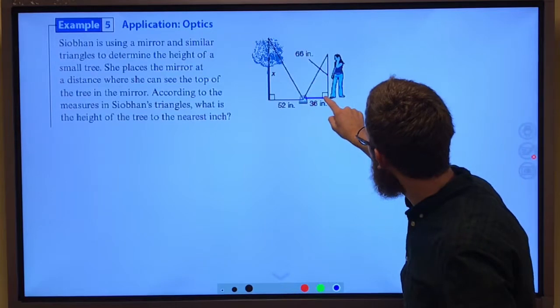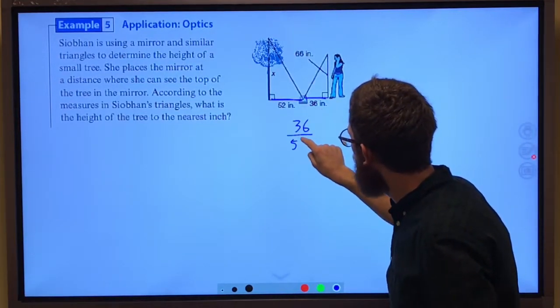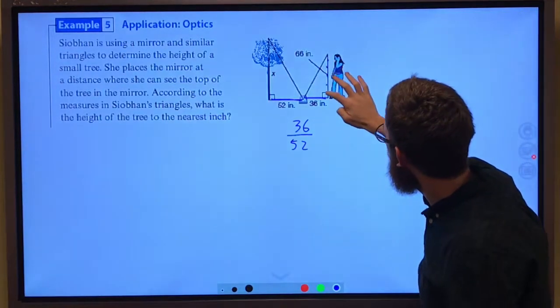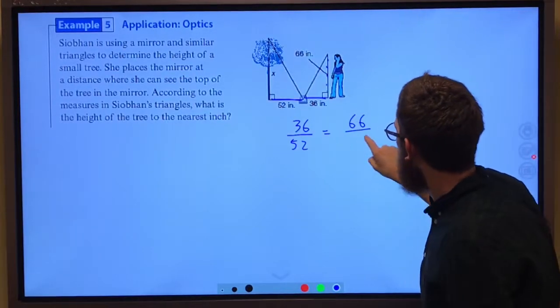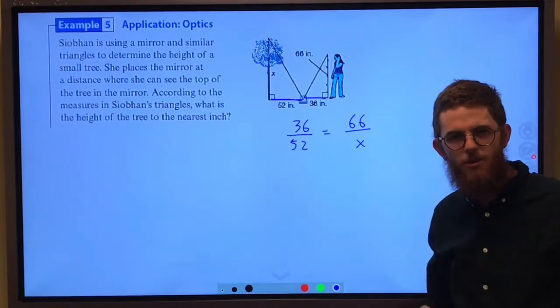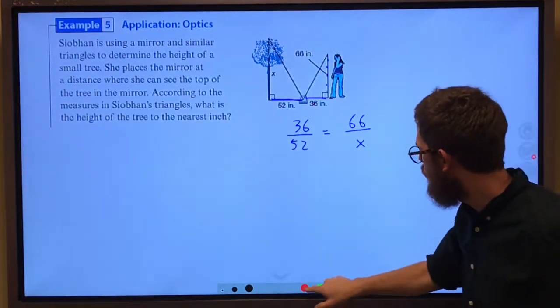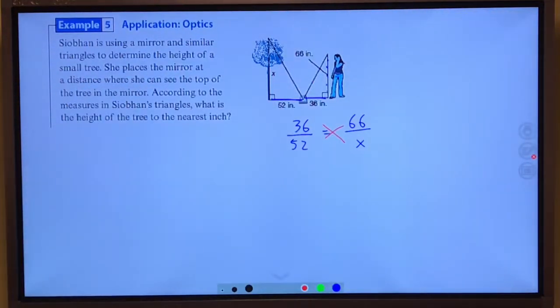And I can see the base is going to match up to the base, the smaller 36 to the larger 52. If she is 66 inches, well, that's going to match to the height of x. Notice how those are the corresponding sides. Smaller to larger equals smaller to larger. A little bit larger numbers to work with too.